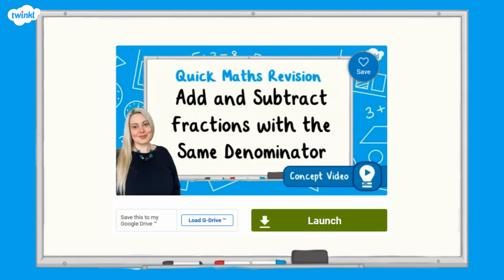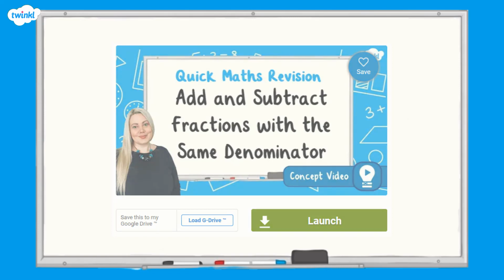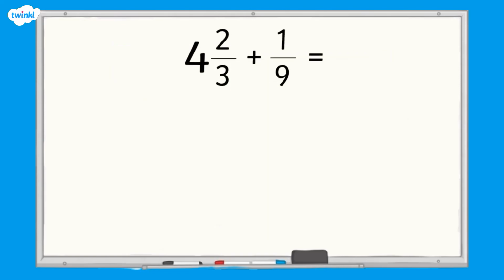If you need a reminder about how to add fractions, watch the Add and Subtract Fractions video. Let's have a look at another example. 4 2/3 add 1/9. We are adding a fraction, 1/9, so we need to add it to the fraction part, 2/3. But this time they don't have a common denominator.